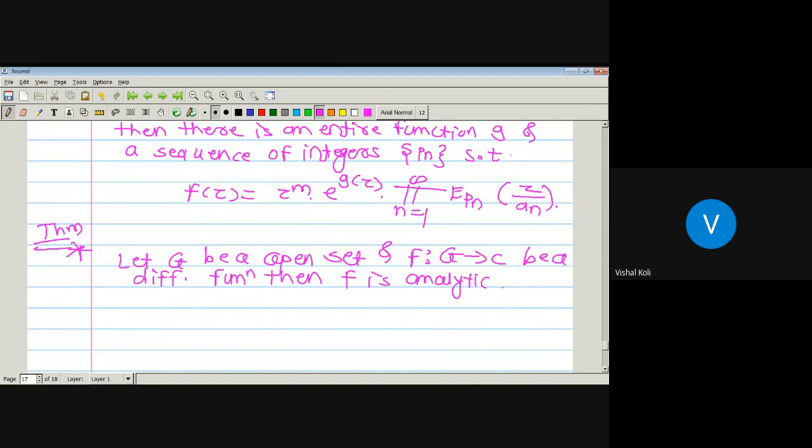Analytic on the set G, which is nothing but Goursat's theorem. Okay, this will be used. This can be proved by using Morera's theorem. This will be an important result. That is, if G is any open set and f from G to C is a differentiable function, then f is analytic on G. Okay, so this will be the last point of our fourth unit.